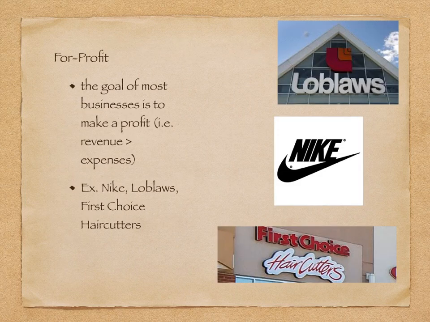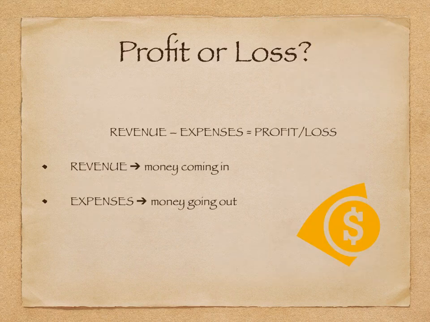Most businesses that we are familiar with operate to make money or a profit. To determine if a business is making money, we can use the simple formula: revenue minus expenses equals profit or loss. Revenue is the money that comes into the business. For example, if you go to Shoppers Drug Mart and purchase mascara or batteries, the money you paid for your purchase is considered revenue for the business. Expenses are all the things the business has to pay for to operate, such as hydro, displays, and employee salaries.